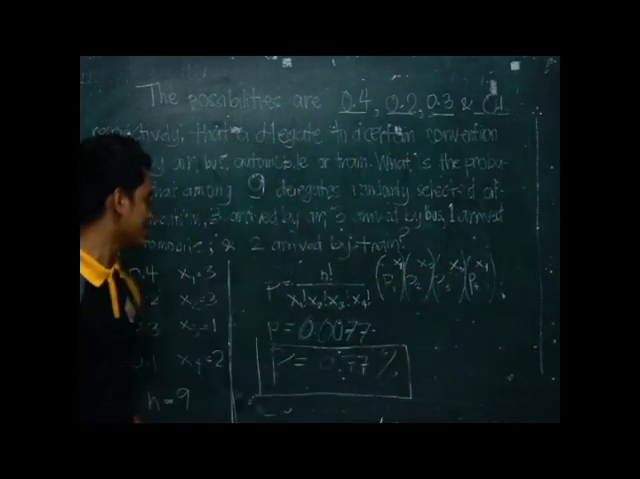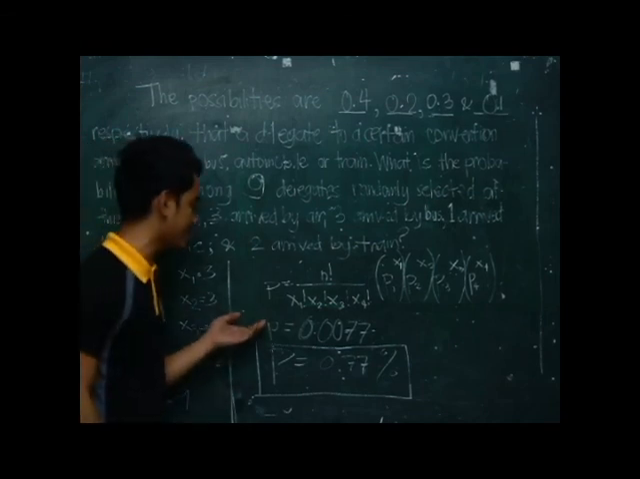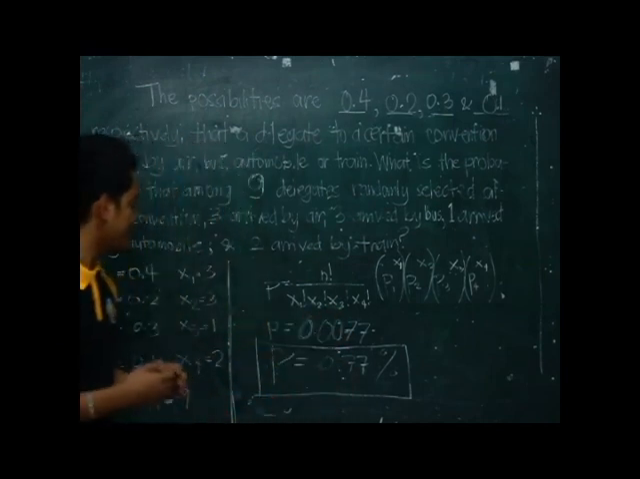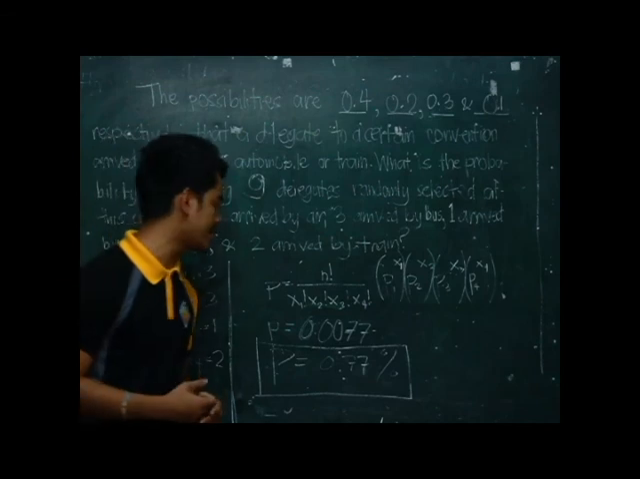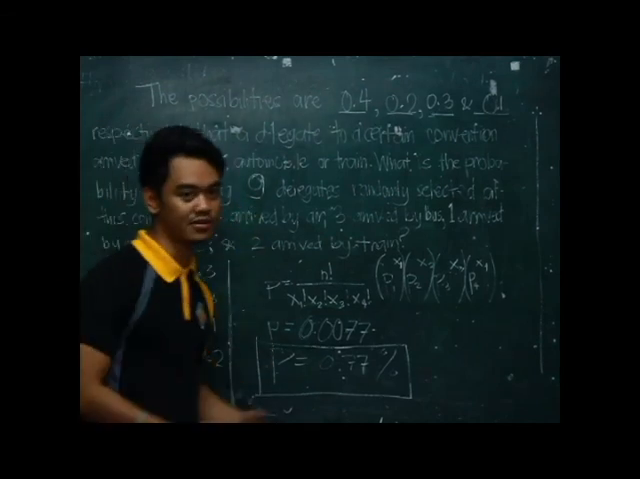So just input all the values in the table, then you have the answer: P is equal to 0.0077, or P is equal to 0.77%. And that's the probability for the 9 delegates arriving in these different ways.